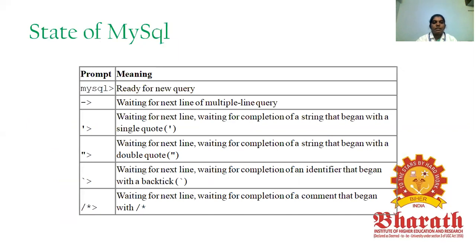Then the state of MySQL. When you see mysql>, it's ready to accept a new query. Then minus greater than means waiting for the next line of a multiple-line query, as we have seen in the previous slide. Then a single quote means waiting for one more quote, and a double quote means waiting for the end of the quote. Similarly for the backtick.